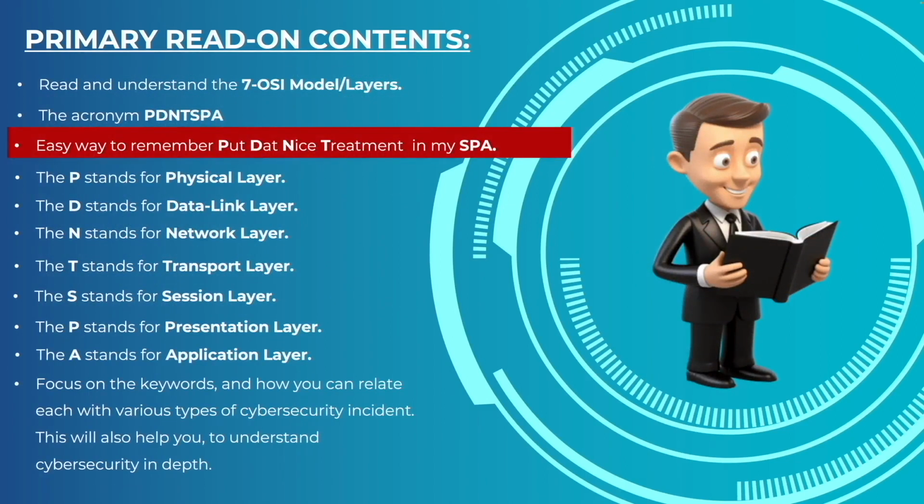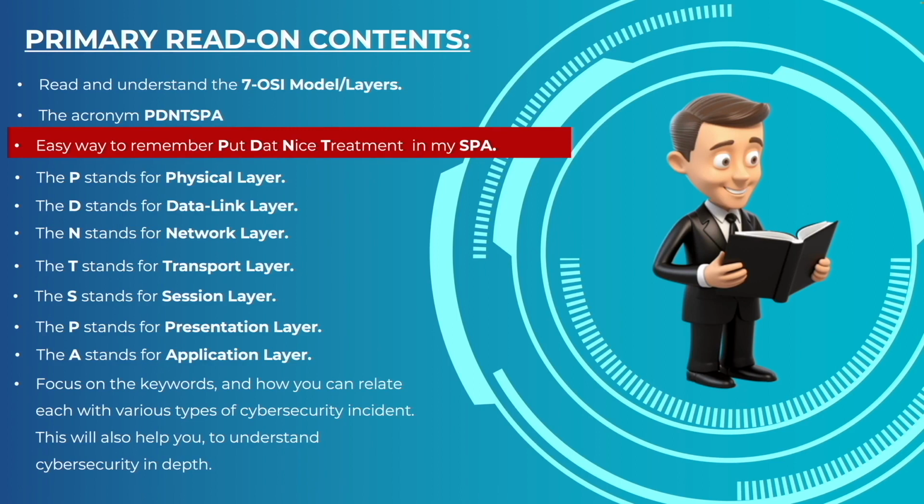Next, read and understand the 7 OSI model or layers. The acronym PDNTSPA. Easy way to remember, put that nice treatment in my spa. The P stands for physical layer, D stands for data link layer, N stands for network layer, T stands for transport layer, S stands for session layer, P stands for presentation layer, A stands for application layer.